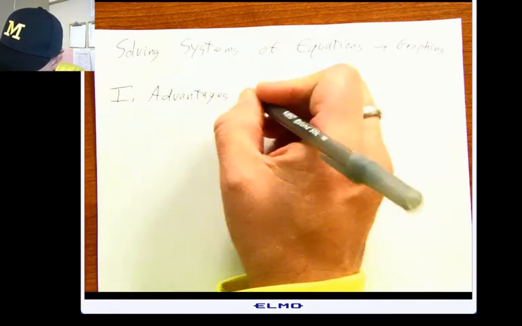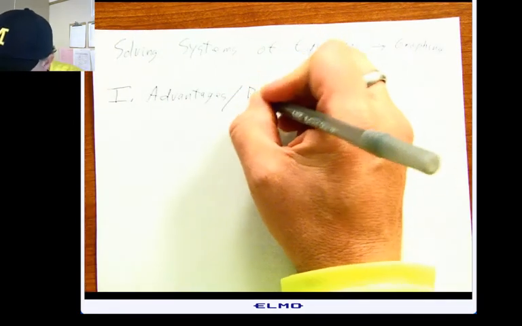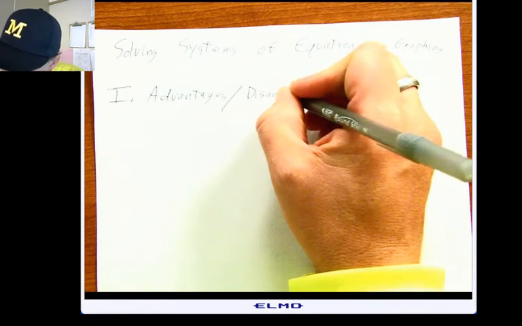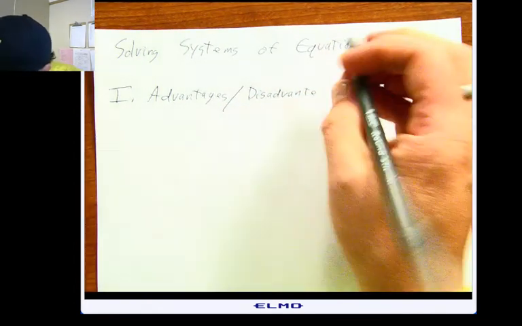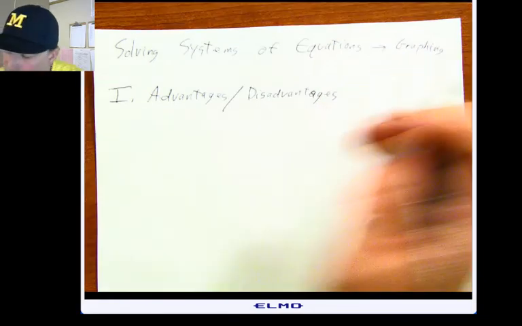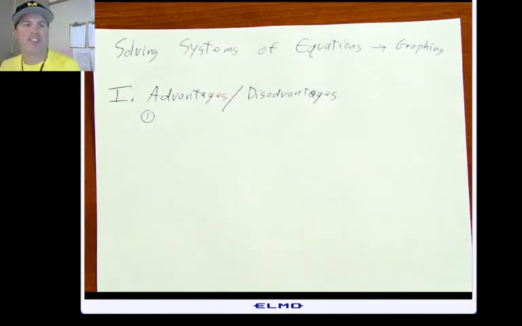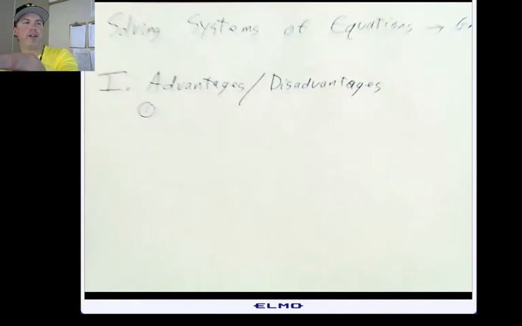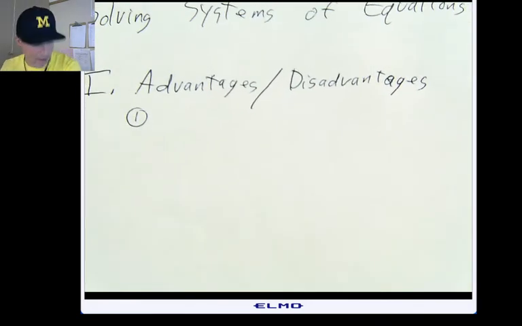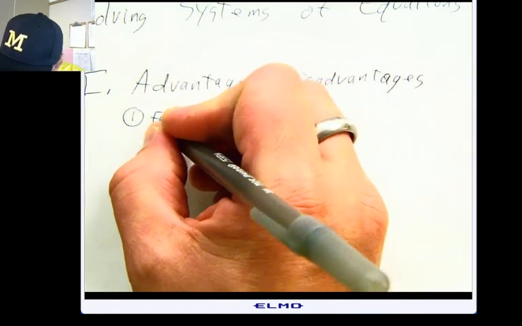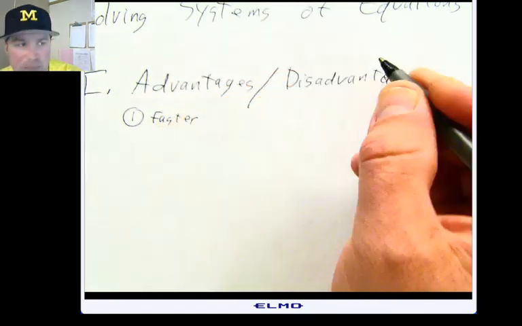Advantages, disadvantages. Wait, I'm spelling this wrong. Advantages. I feel that there's two advantages to solving systems of equations using graphing. The first advantage is that it's faster, at least for some people.